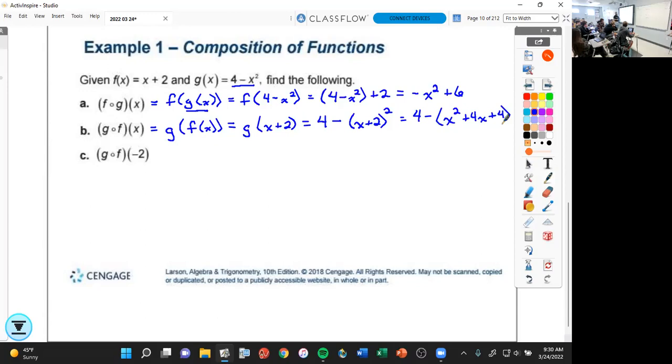So now we will distribute that negative sign. That gives me 4 minus x squared minus 4x minus 4. Combine like terms, put it in order. What do we get? Negative x squared minus 4x. And then 4 minus 4 is gone, right?